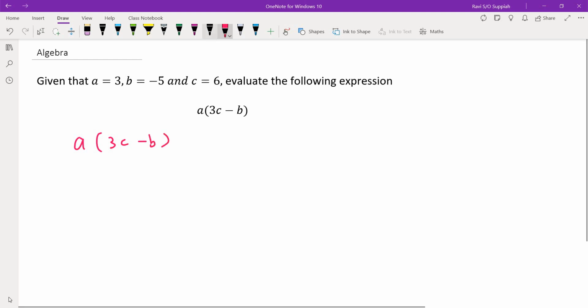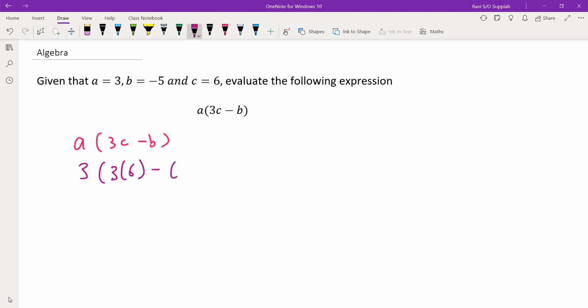Alright, so we can substitute the values. So a, we have 3. So I'm going to put the value of 3 inside here. And so inside the bracket we have 3 multiplied by c, which is 6, minus b, which is -5.